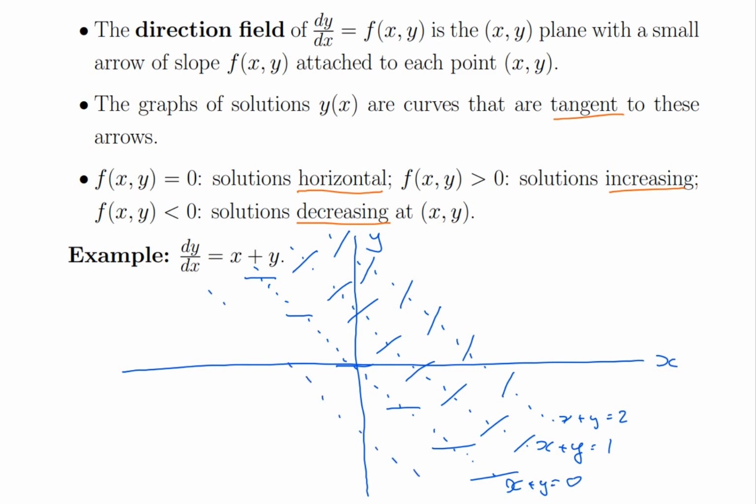Here's x plus y equals -1. The slope must be -1. That's highly suggestive. On x plus y equals -2, the slope must be -2. So that's an attempt to do the start of the direction field for that differential equation.